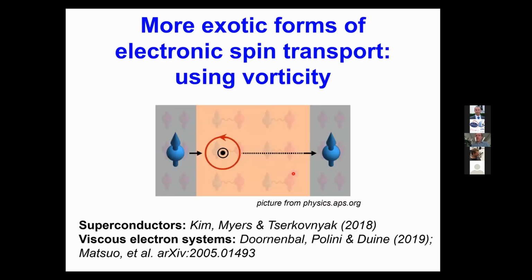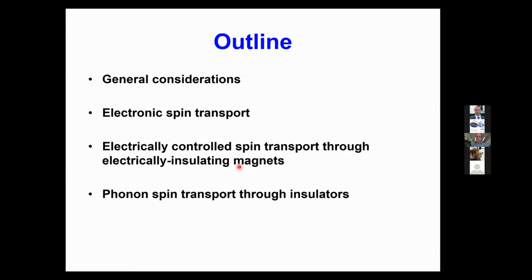Yeah. So just to wrap up the electronic spin transport. There are more exotic ways of transporting spin, or actually transporting angular momentum, I should say, than just using the spin of an electron, namely via the vorticity. So this was the first part. I would like to continue with explaining how this would actually work in electrically insulating magnets. And in particular, I would like to go towards electrically controlled spin transport through such systems.